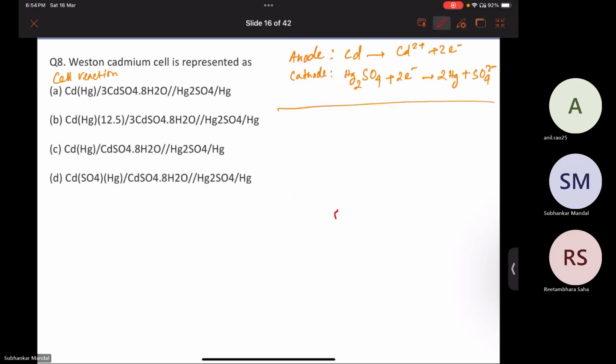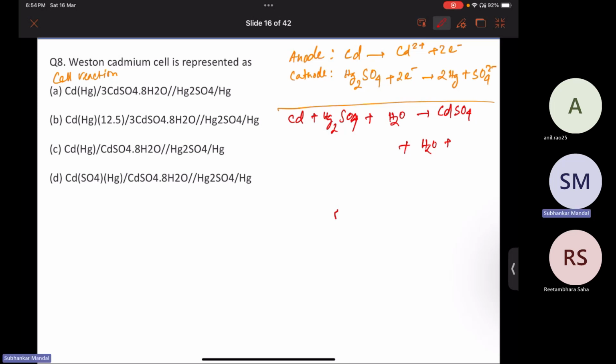So what will it be? Cadmium plus Hg2SO4. On the left side we have plus water. What will it be, because this is an aqueous solution? Cadmium sulfate plus water.